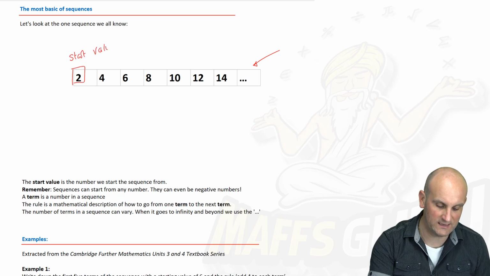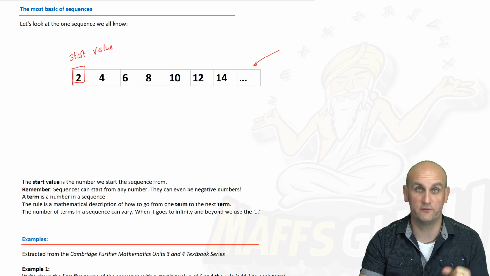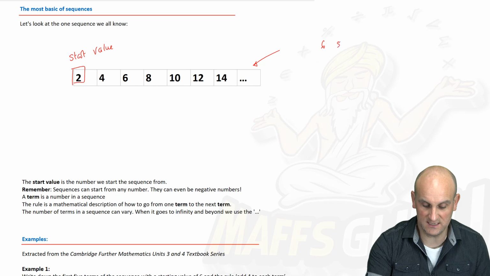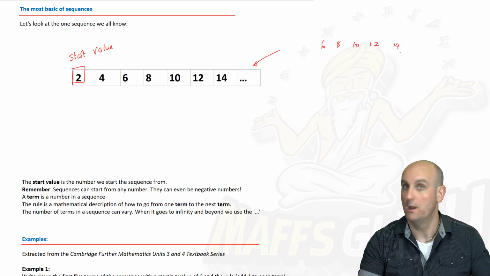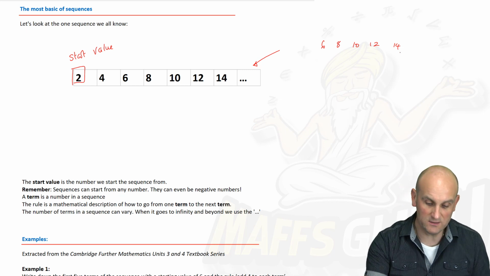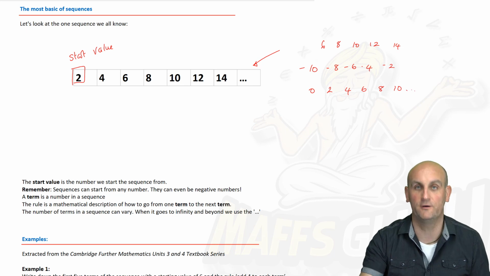Now, I'm going to be very careful about the idea of start values. In this situation, we've chosen to start at 2, but sequences don't have to start at 2. I mean, I could have started my 2 times table at 6. I could have done 6, 8, 10, 12, and 14. Why would I do that? Who knows? But part of a question may say to me, start your sequence at 6. I could have started it at minus 10, minus 8, minus 6, minus 4, minus 2. I could have equally started it at 0, 2, 4, 6, 8, 10, and so it goes on.